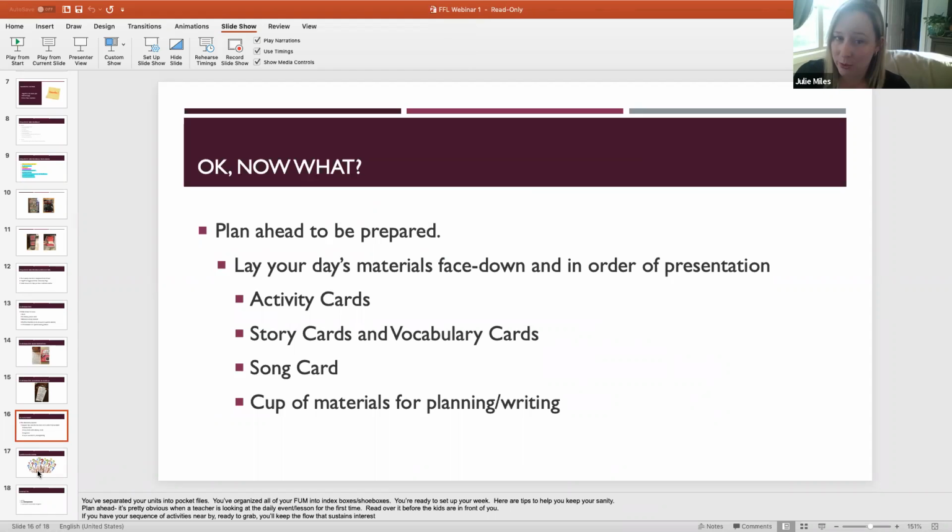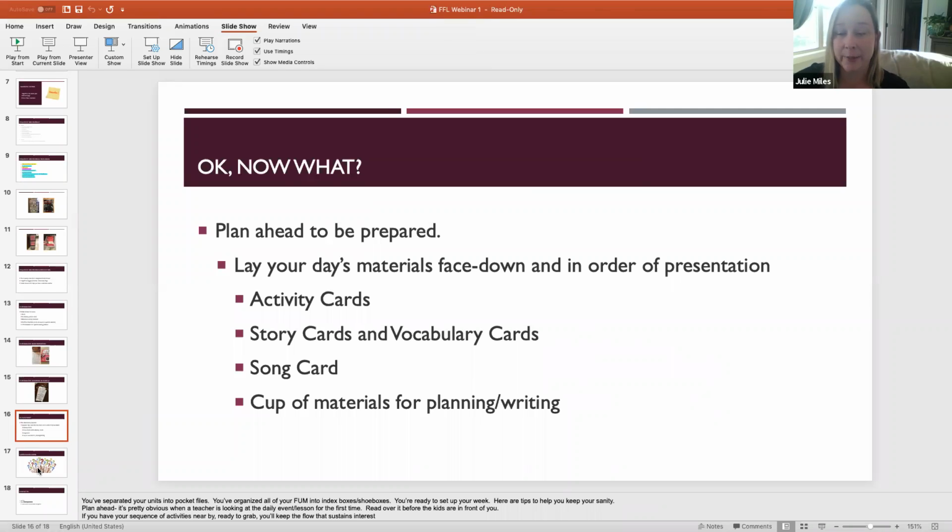So what you're going to want to do is lay your day's materials face down in an order of presentation. So if the first thing you're going to be doing is telling which activities are going to happen that day, you would already have those in order and paper clipped together. And I would have that right next to me. Then the next thing by me would be my story cards already in order, because you've already figured out which story card goes first, second, third, and fourth.